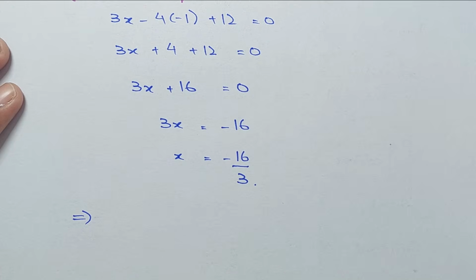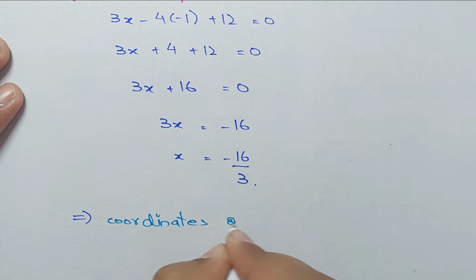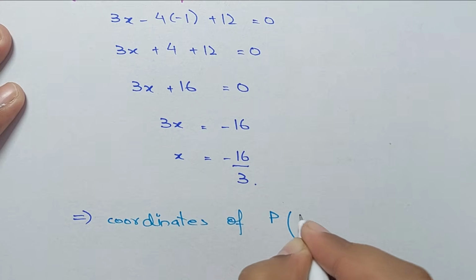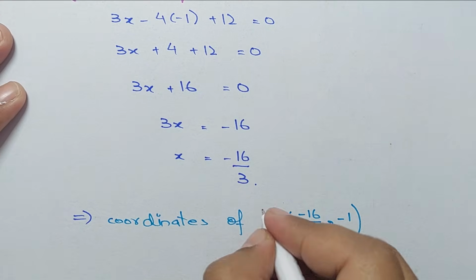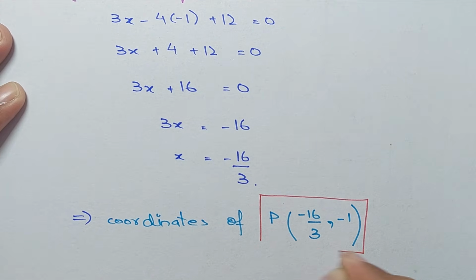This implies the coordinates of P: the x coordinate is minus 16 over 3 and the y coordinate is negative 1. So these are the coordinates of the point P where the two tangents intersect.